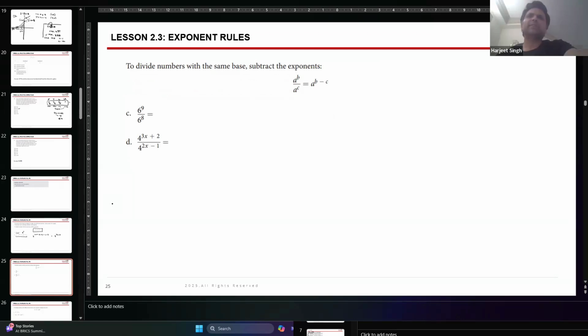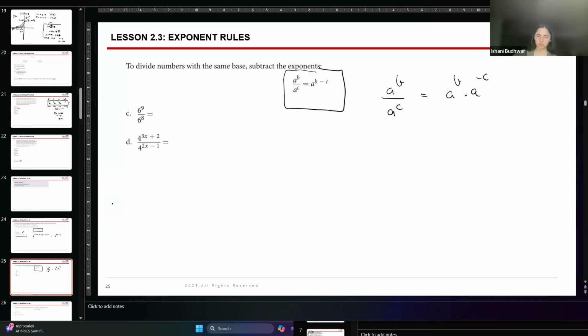Similarly, that was multiplication. If you have division with the same base, a to the power b divided by a to the power c becomes a to the power b minus c. And this makes sense because a to the power b divided by a to the power c can be rewritten as a to the power b into a to the power minus c. And you take the sum, it becomes b minus c. So nothing new in this rule. It's a follow-up of the first rule. So this will be 6.